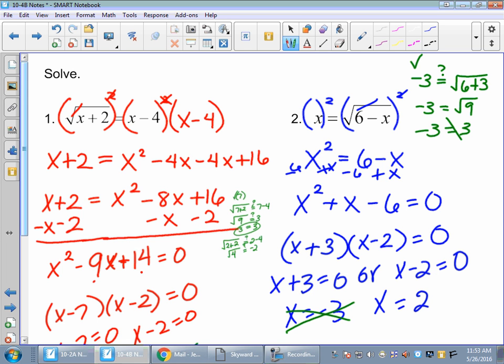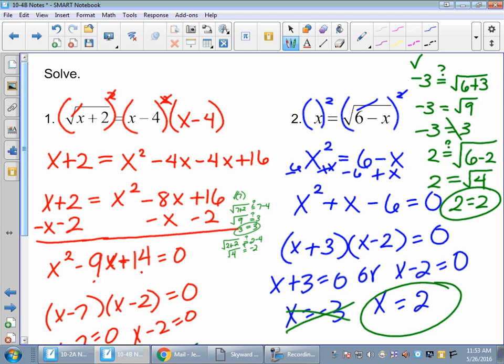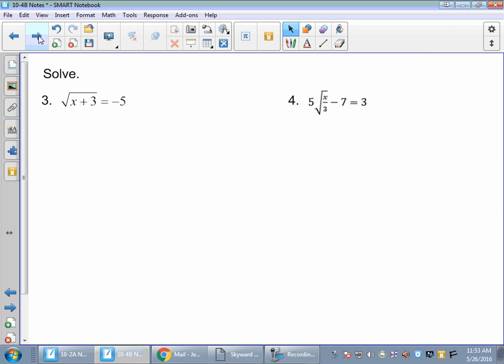When I plug in 2 into the original equation, we're wondering, is 2 equal to the square root of 6 minus 2? Is 2 equal to the square root of 4? Yes, 2 is equal to 2. Same sign, same number. So my solution would be x equals 2. The other solution, negative 3, would be considered an extraneous solution. All right. I think you got the idea of that.